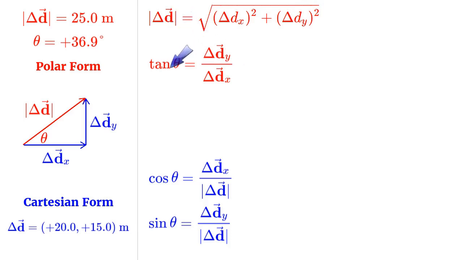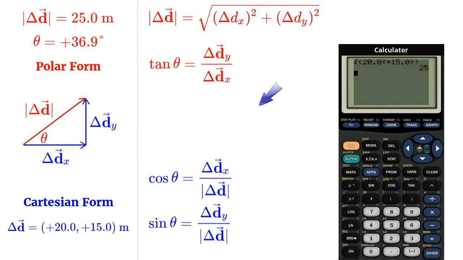So let's get out a calculator. First, we'll use the Pythagorean formula. We're going to plug in for the x and the y components. We're going to plug in 20 and 15 into the Pythagoras formula, and that's going to give 25 for the magnitude, which is in fact the correct answer.